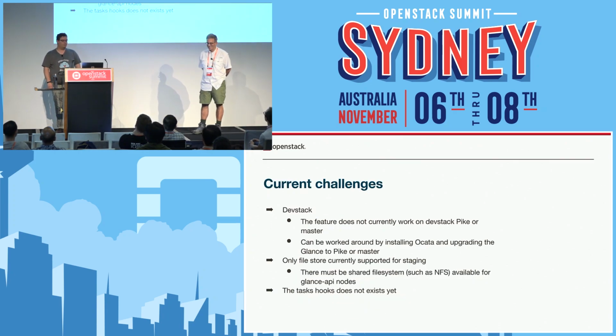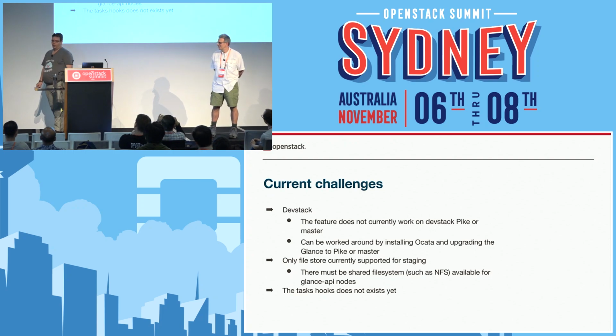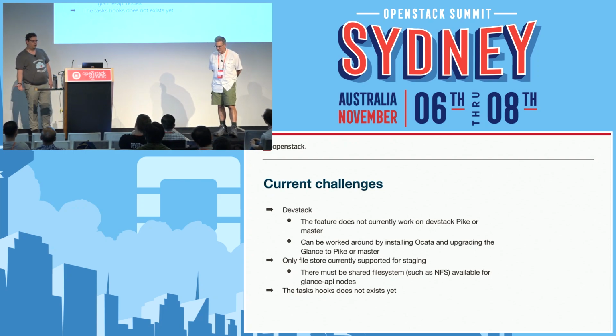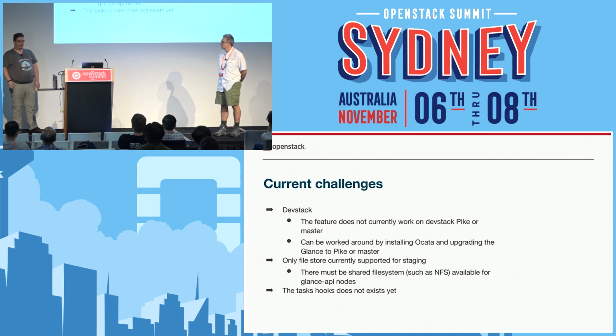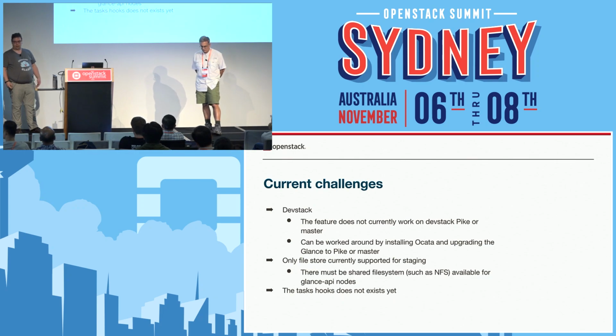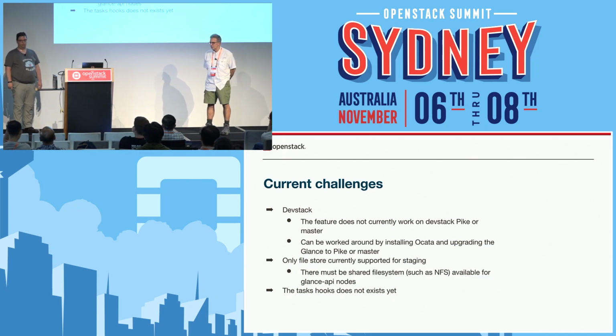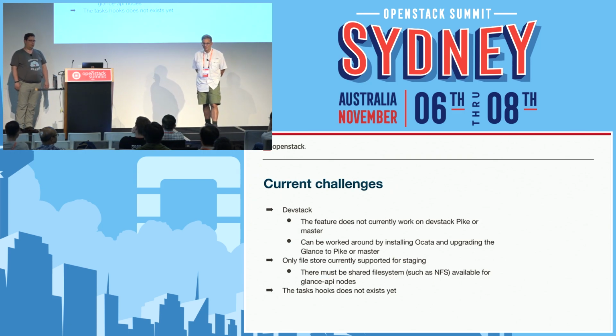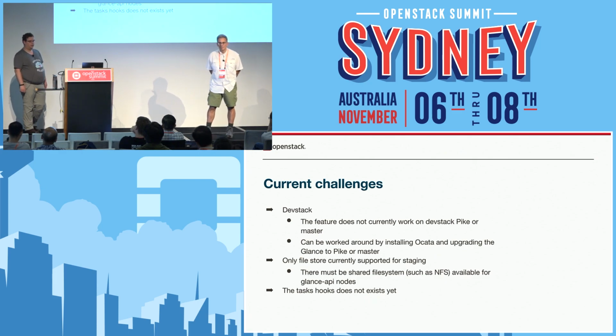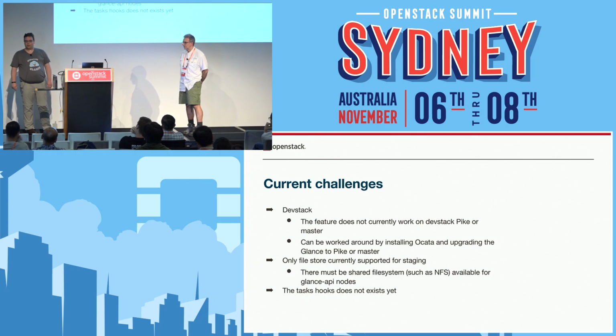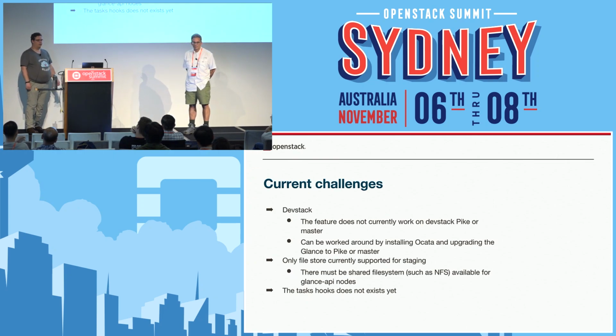Then we have a little bit of a problematic situation at the moment. If you take Devstack, you kick it up from Pike or master, and you configure Glance to enable this API, the create call will work as it should. The staging call will work as it should. And the import call will just hang. The problem is that Devstack decided to deploy us under mod_wsgi, and our task engine does not work under mod_wsgi. So we have a workaround for it at the moment.